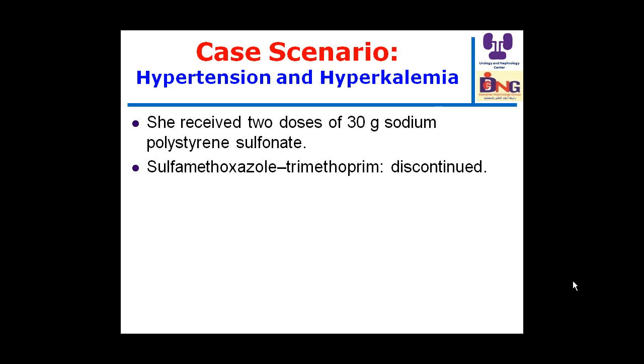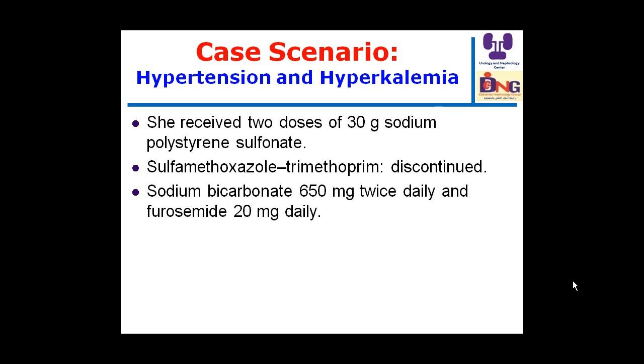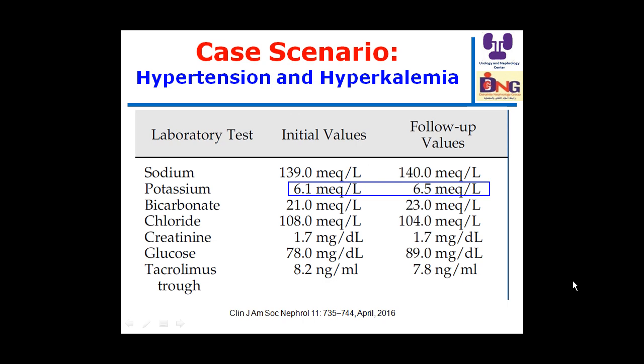Because of hyperkalemia, and trimethoprim blocks potassium secretion. So in this scenario, it is rational to stop the sulfamethoxazole-trimethoprim to observe the change in serum potassium. And the patient was treated as well with sodium bicarbonate and furosemide. So this is the initial management.